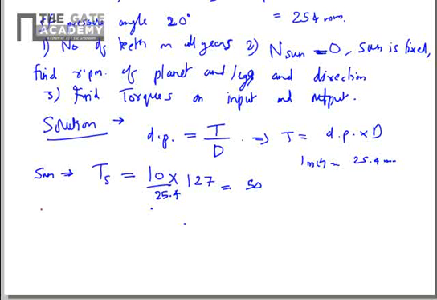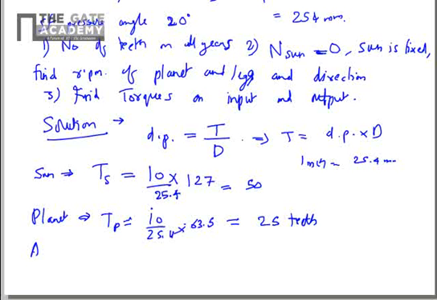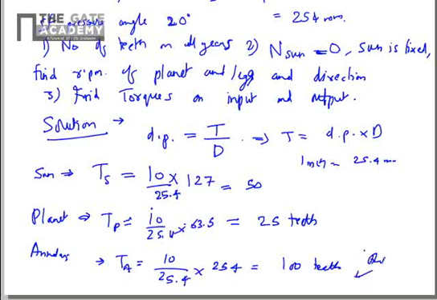Similarly, for the planet, Tp is equal to 10 by 25.4 times 63.5. This will be equal to nearly 25 teeth. You'll get some value here, but you have to take the whole number. And for the third part, the annulus, the number of teeth on the annulus will be equal to 10 by 25.4, that is the diametral pitch, multiplied by 254 mm. So this is around 100 teeth. So this is the answer for the first part of the problem.